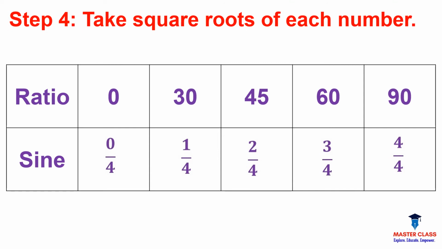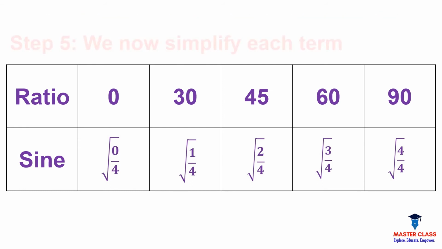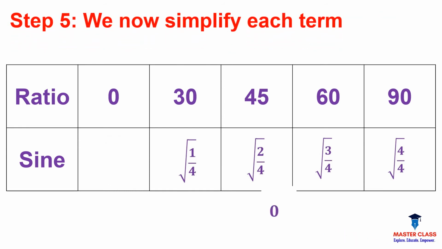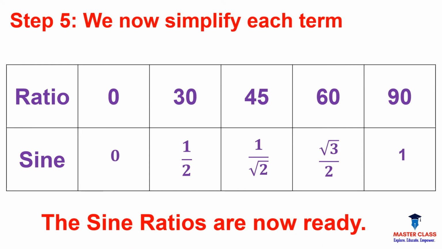We will now take square roots of each of these values. So we get square root of 0 upon 4 followed by square root of 1 upon 4 followed by square root of 2 upon 4. Then we get square root of 3 upon 4 and finally square root of 4 upon 4. On simplifying, we get 0, 1 upon 2, 1 upon root 2, root 3 upon 2 and 1. These are the values of the sine ratios.